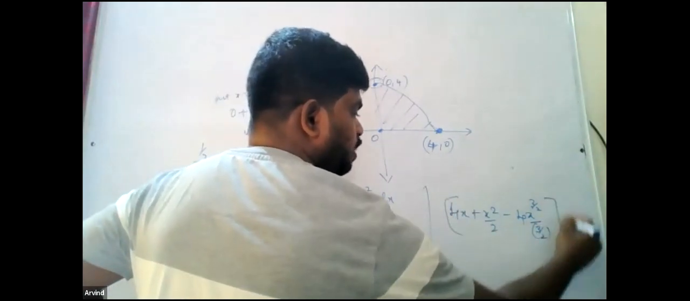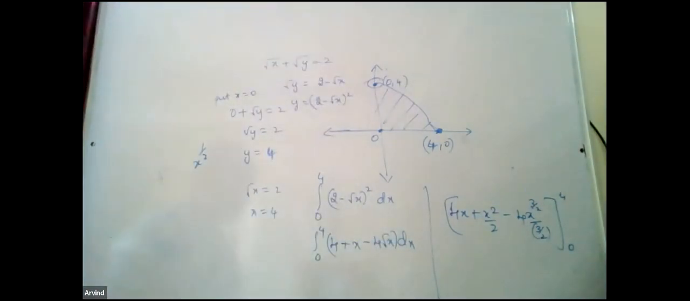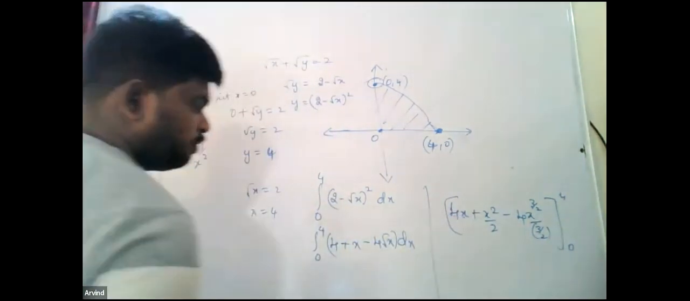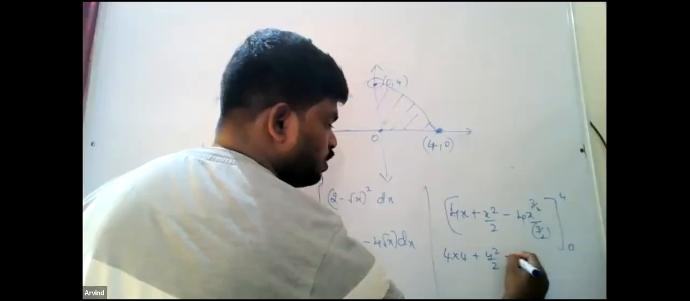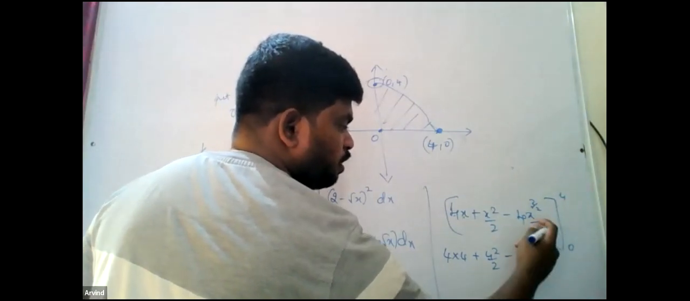Okay, apply the limit 0 to 4. If you apply lower limit 0, everything will be 0. So forget about it, only focus on upper limit. So 4 into 4, 4 into 4 plus 4 square by 2 minus 4. This is 4 to the power of 3 by 2. 3 by 2 inverted will become 2 by 3.